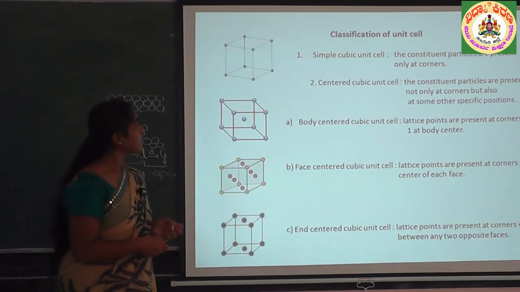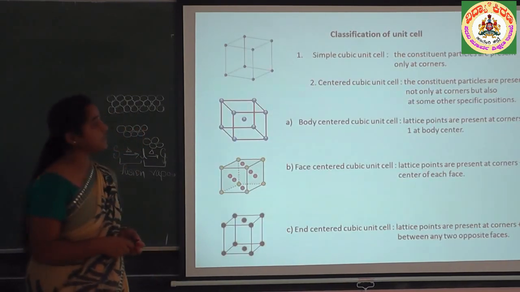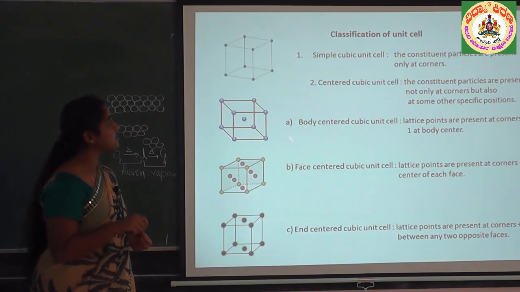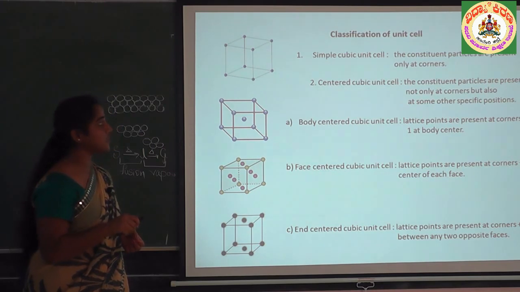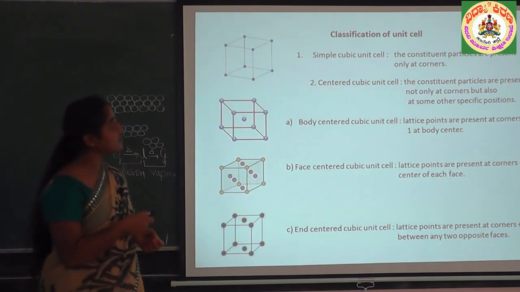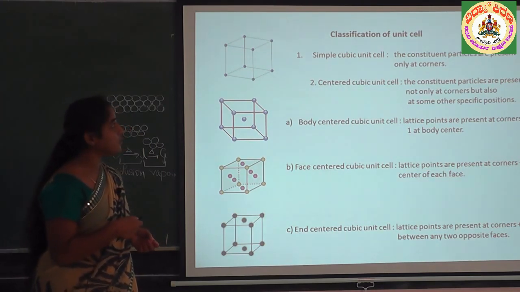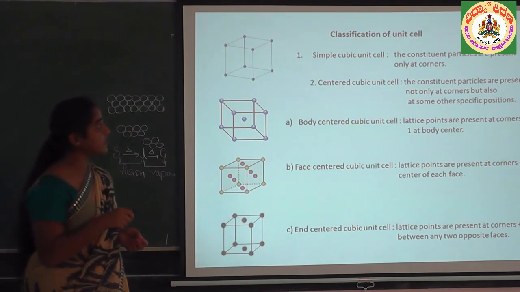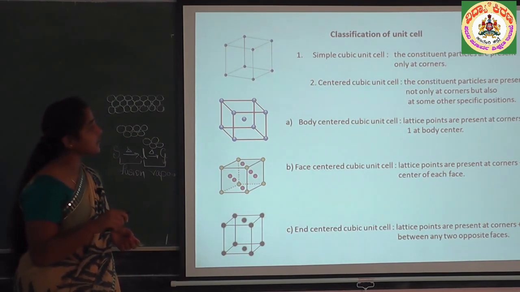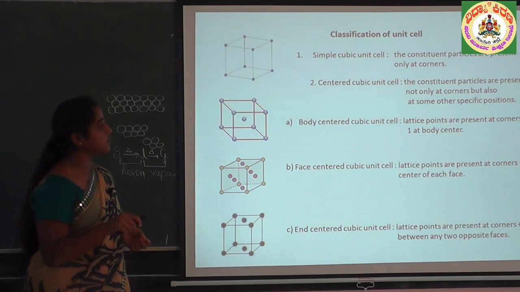Okay. Then classification of unit cell. We classify the unit cell into two parts. First one is simple cubic unit cell, and then second one is centered cubic unit cell.